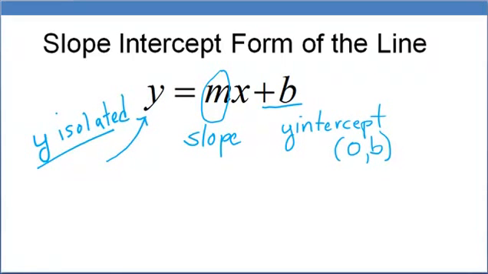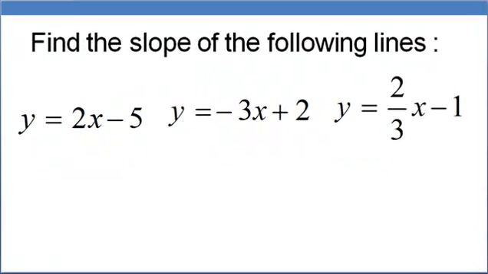Before trying to pick off the slope and the y-intercept, it's important to make sure you're in the proper form. The y must be isolated to be in slope-intercept form. Find the slope of the following lines. So for our first line, y equals 2x minus 5. We want to find the slope.